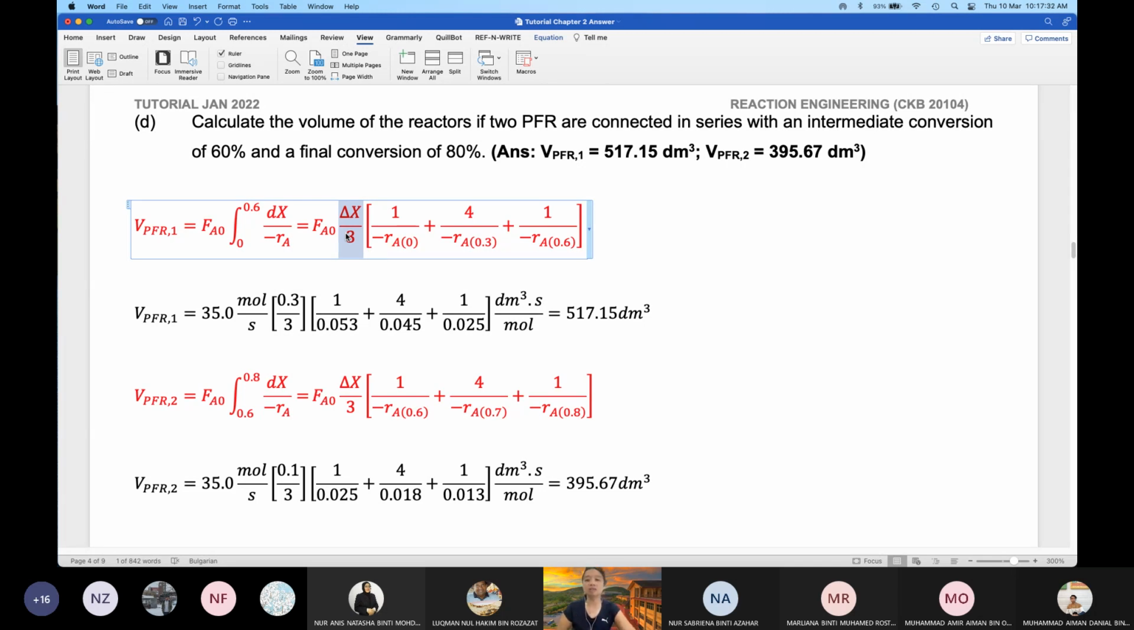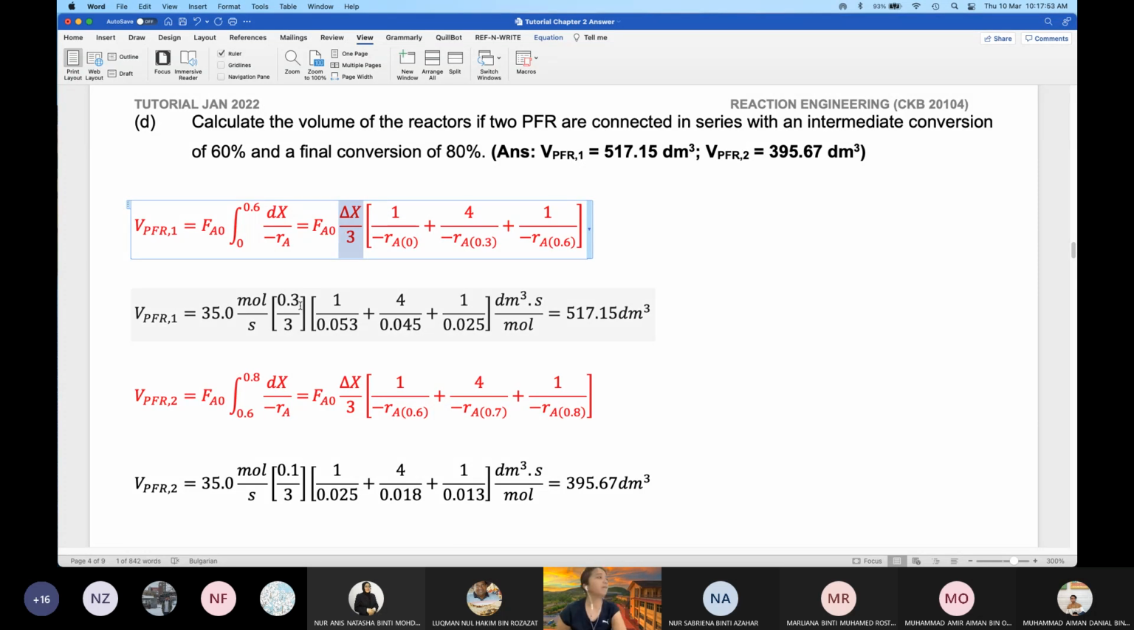Then you can find your delta X. So delta X will be from 0 to 0.3, the difference is 0.3. At the back, it is 0.3 to 0.6, the middle X is still 0.3. The gap, the delta X, the difference is still 0.3. So delta X is 0.3.